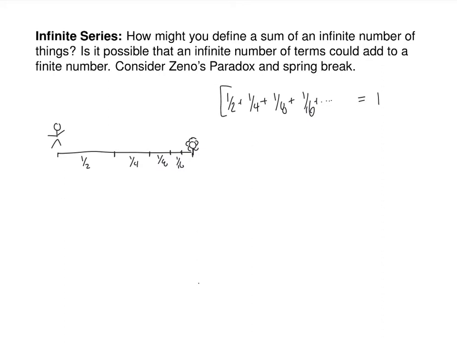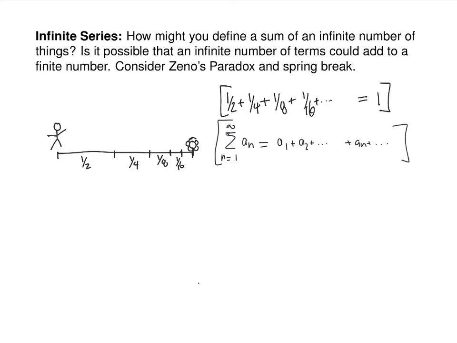So now the question is how would you define adding up an infinite number of things? And here is the general strategy. Suppose you have a sum from n equals 1 to infinity of a sub n. So that's a1 plus a2 up to an, and then you just keep going. So you want to add an infinite number of things, and the question is how would you do that?